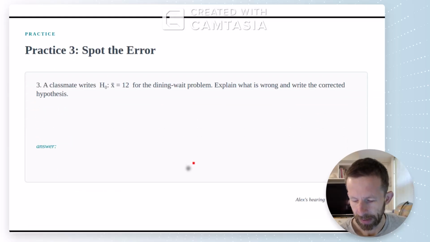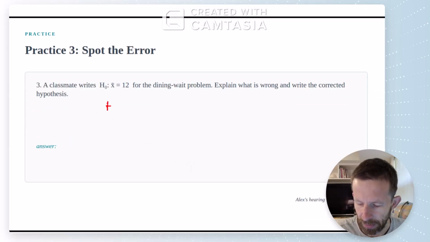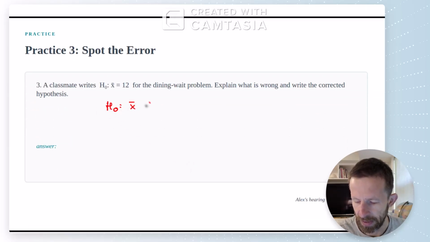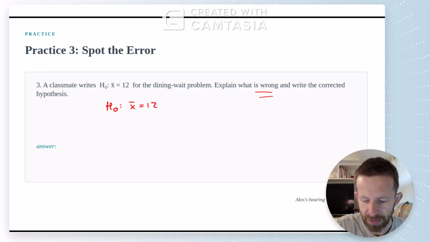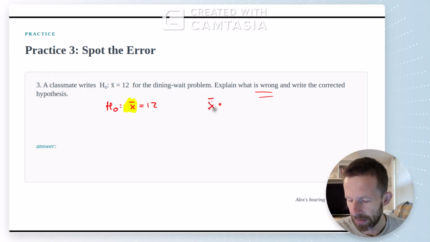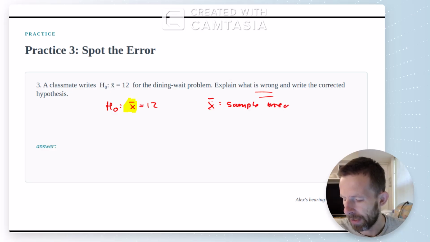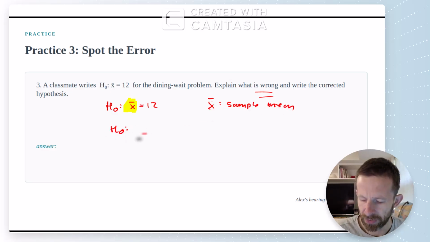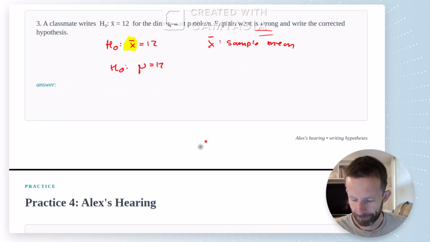Spot the error. A classmate writes that the null hypothesis is x bar equals 12. Why is this wrong? The reason it's wrong is they're using x bar. So x bar is the sample statistic, the sample mean. But what we actually want is the population mean. We want the mu for that.